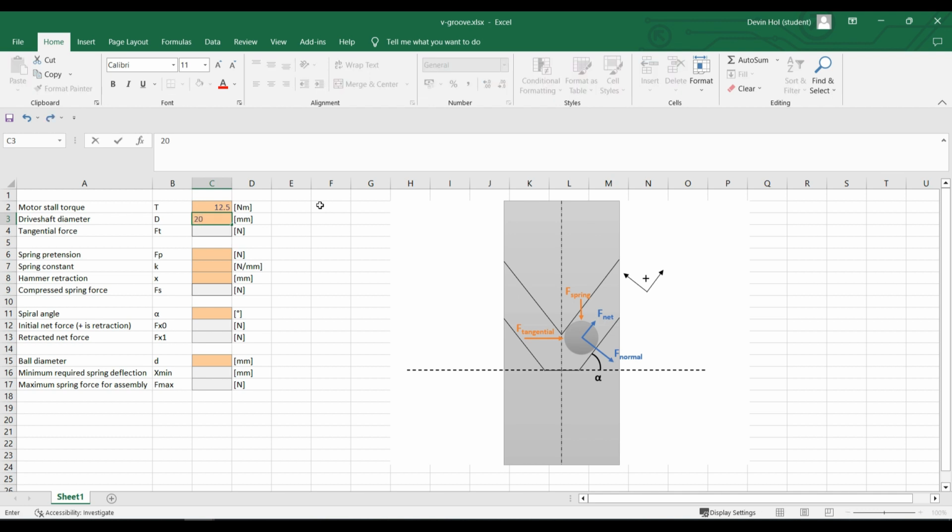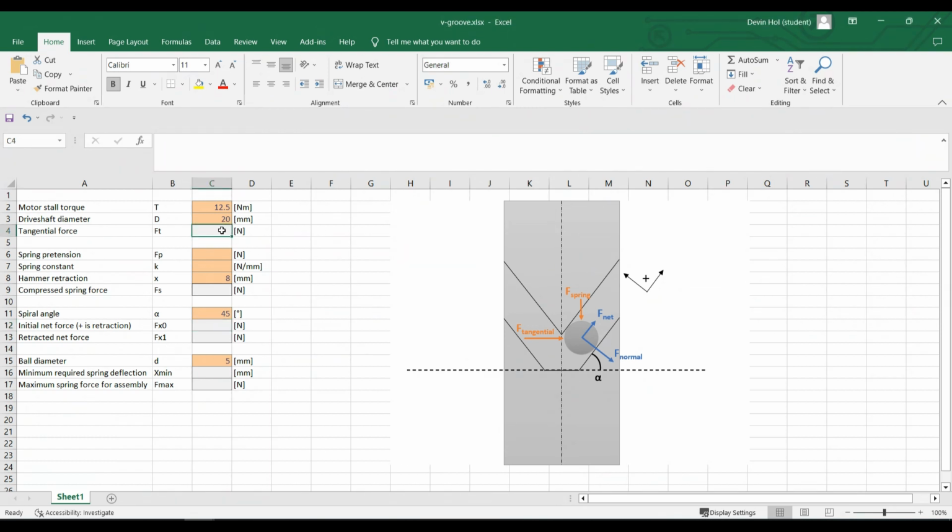I chose a shaft diameter of 20 millimeters. The hammer height is 8 millimeters, so the retraction must also be 8 millimeters. The ball diameter is 5 millimeters. This is relevant for calculating the minimum required deflection of the spring. Initially we assume a groove angle of 45 degrees.